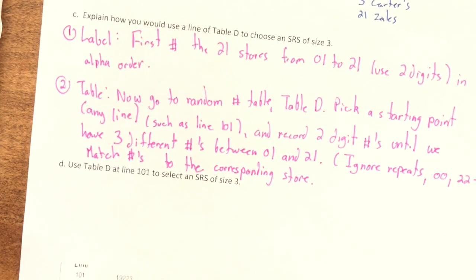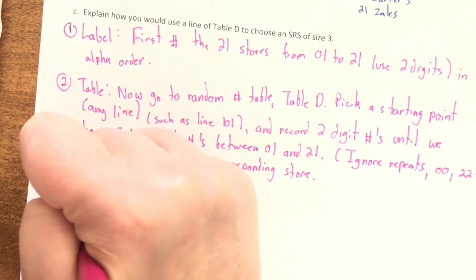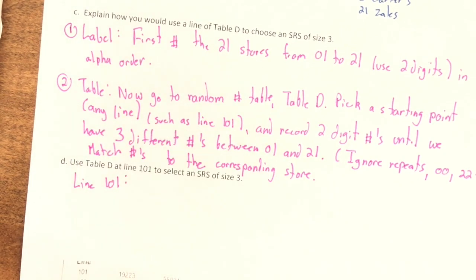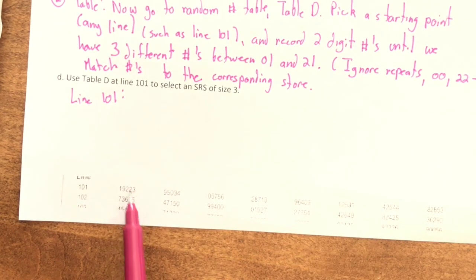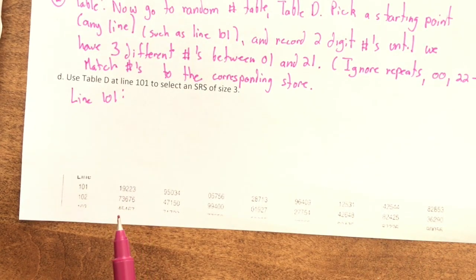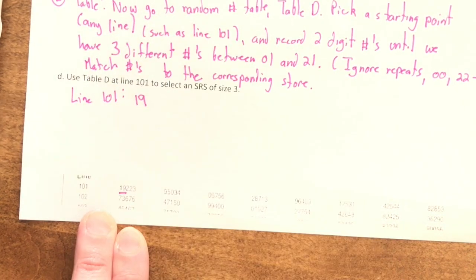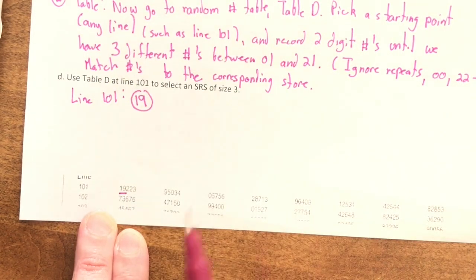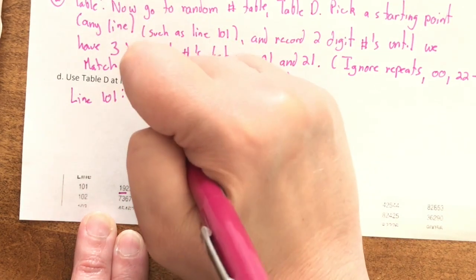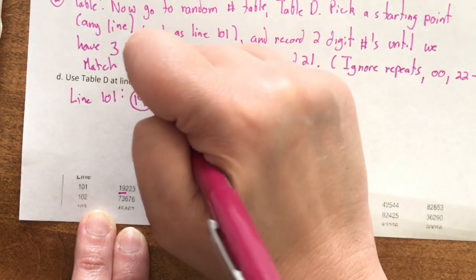Okay, so now let's use table D at line 101 to select a simple random sample of size 3. So we're going to take a look at line 101. And we're going to take a look at 2 digits. I know it might be hard to see in the video, but you're looking at your line 101 right here. The first 2 digits are 1 and 9, so our first number is 19. We do have a store at 19, so I'm going to circle that. The next number in line is 22. 22 is not part of our population, so we're going to cross that out.